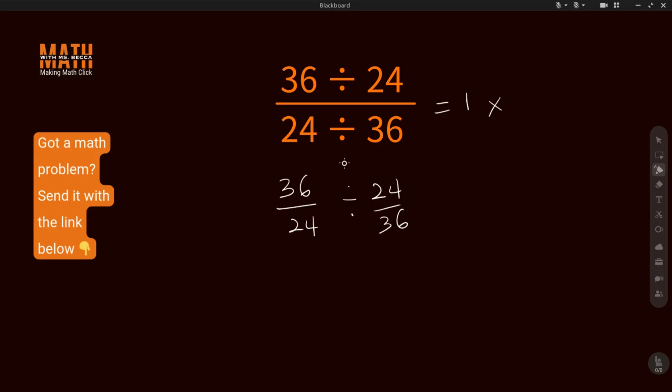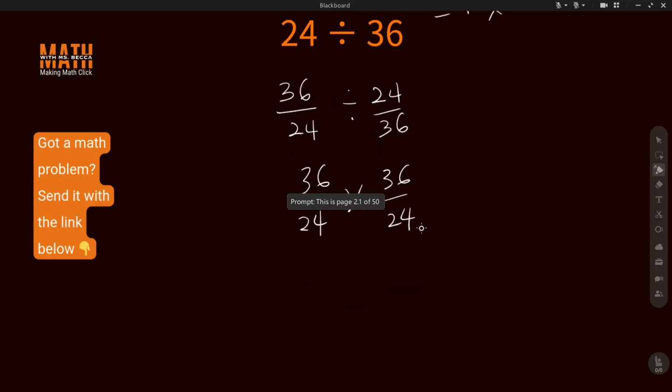If you make a mistake and say divided by 36 over 24, then you will just cancel this out. Cancel 36 and 36, 24 and 24, and then you will get 1, which is wrong. So here now we have to say 36 over 24, then times 36 over 24, so that now we can simplify them all.